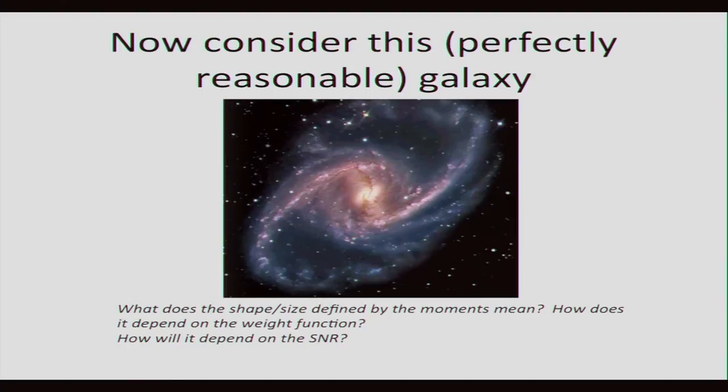And you could do a mental exercise and think, what would happen if I chose my weight to emphasize the very center versus the intermediate part of the light profile versus the very outer parts? And ask the question, what does the shape defined in that way for this object mean? How will it depend on the signal-to-noise ratio? You could imagine adding noise so that you can't even make out the outer parts of the light profile. Maybe you can only make out the inner parts.